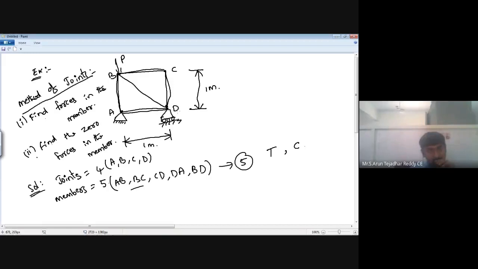BC and CD. Don't say from B to C. You can say from C to D. So these two are the zero forces.